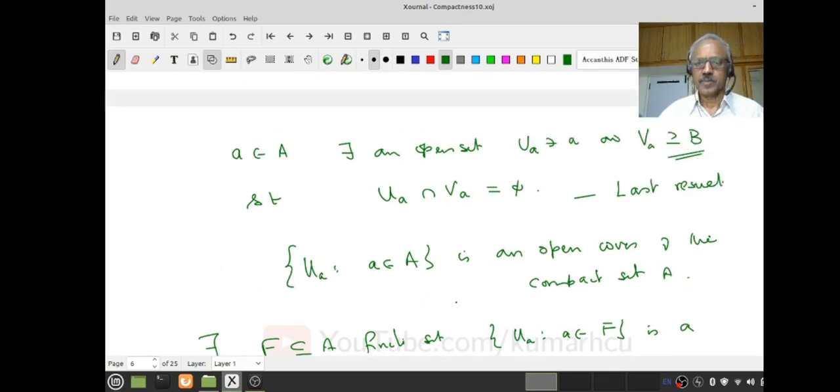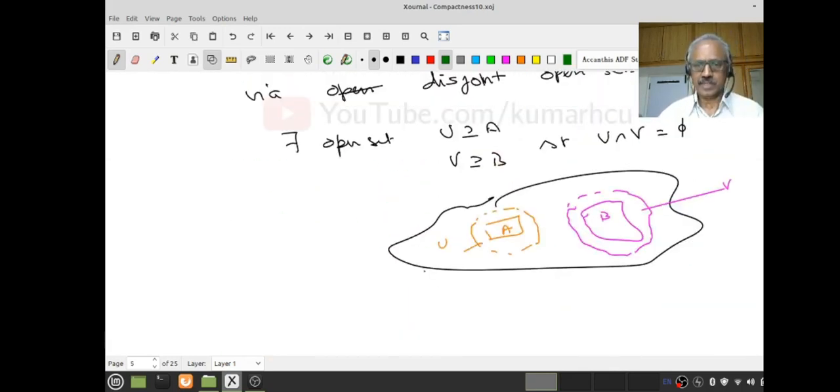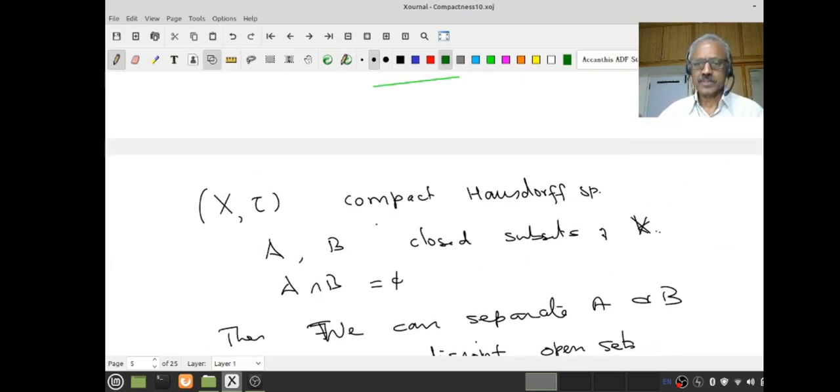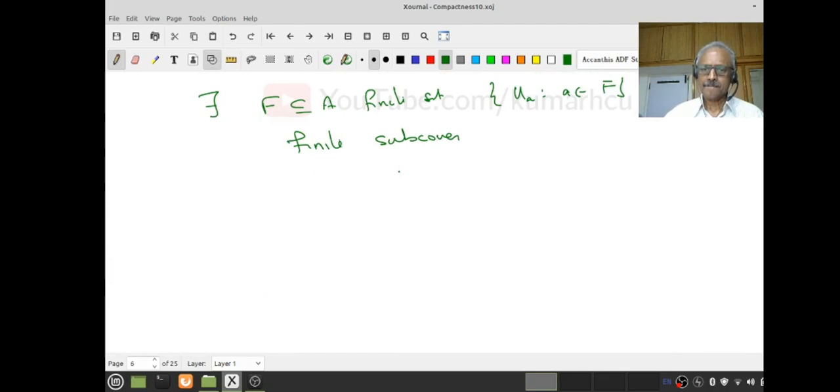Remember, there are always people who are very pedantic. What happens if A or B is empty, or both of them are empty, etc.? You can see all cases are easy. Suppose A is empty, okay, then I can take U to be the empty set and V to be all of X. Therefore, X intersection the empty set is empty. You understand? So such a trivial case I don't work out. I am assuming A and B are non-empty closed sets. Okay, you follow that?